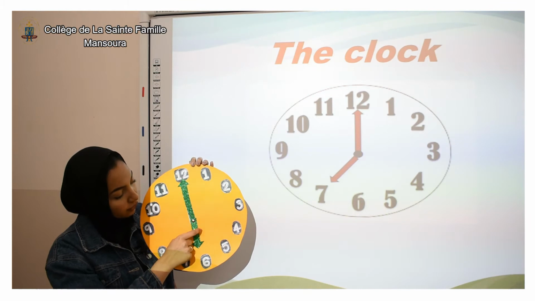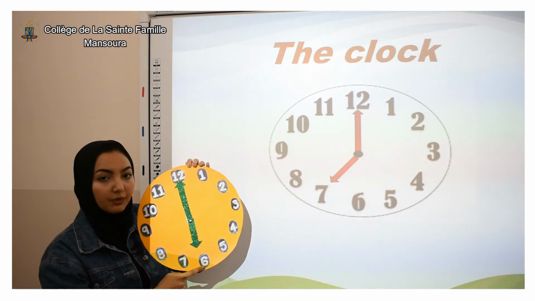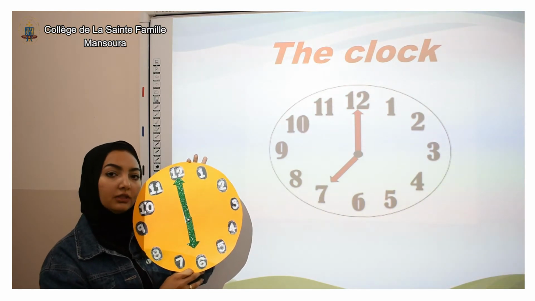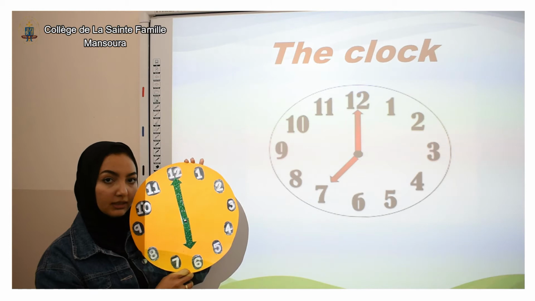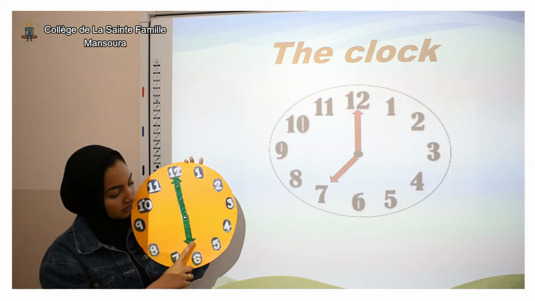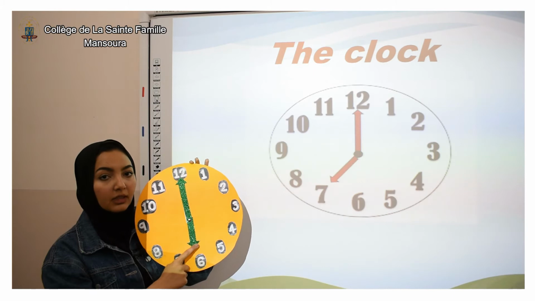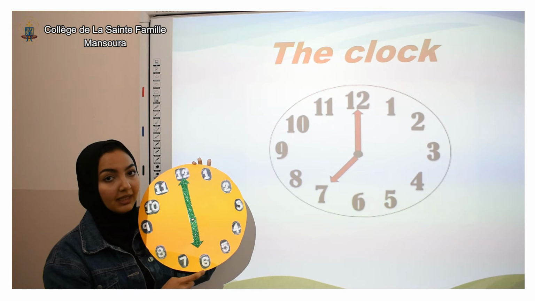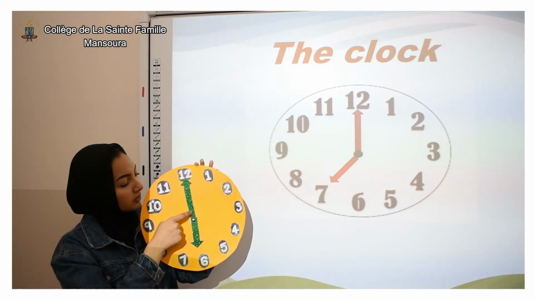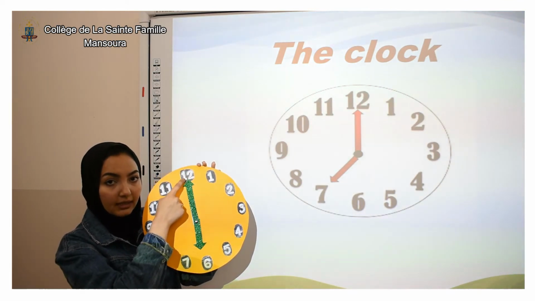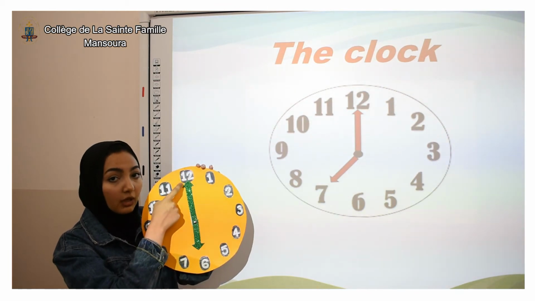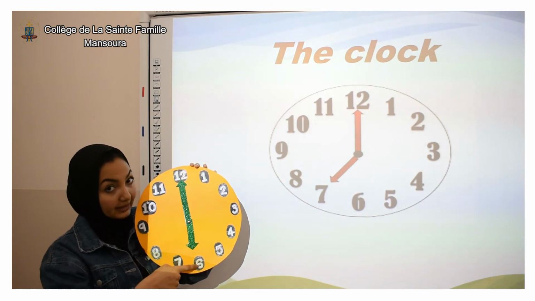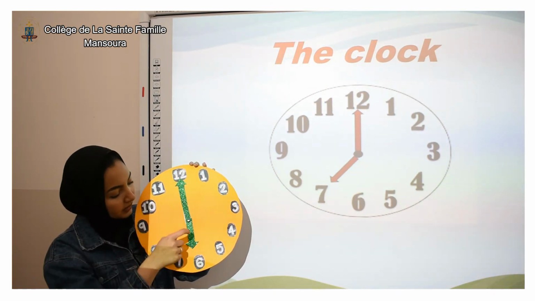Okay, the short hand moved to number 6. So now the short hand is on number 6. How to tell the time? Yes, we're going to look at the short hand. The short hand looks at number 6. So it's 6. What about the long hand? The long hand is on number 12. So we're going to say o'clock. 6 o'clock.